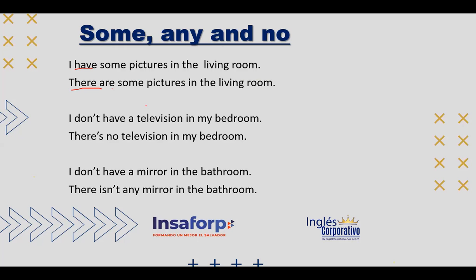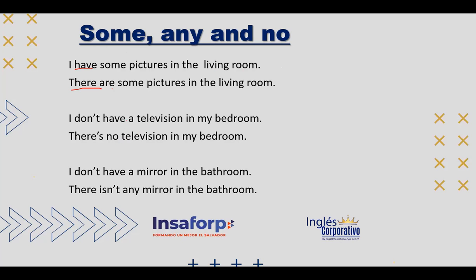I don't have a television in my bedroom. También puedo decir, there's no television in my bedroom. I don't have a mirror in the bathroom. I can also say, there isn't any mirror in the bathroom. La palabra some significa alguno o algunos. La palabra any, ninguno o ningunos. O ninguna. Y no, pues, no, right?